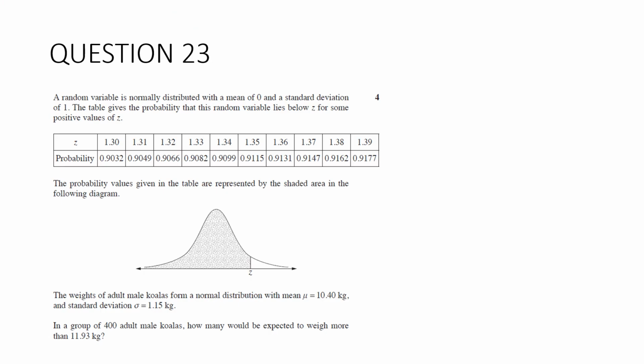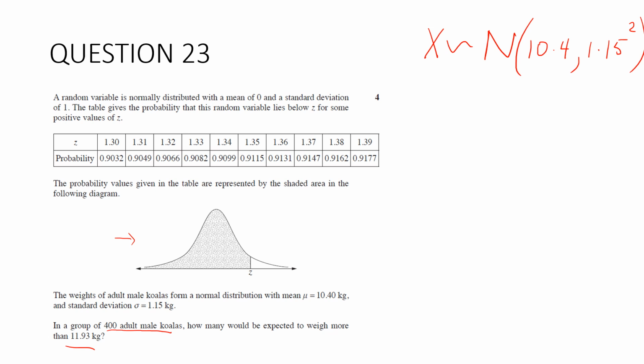Question 23. A random variable is normally distributed with a mean of 0 and a standard deviation of 1. The table gives the probability that this random variable lies below z for some positive value of z. Probability values given in the table are represented by the shaded area in the following diagram. The weights of adult male koalas form a normal distribution with mean 10.4 and standard deviation 1.15. In a group of 400 adult male koalas, how many would be expected to weigh more than 11.93?